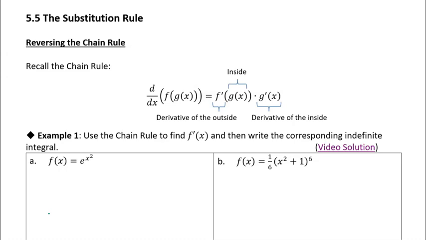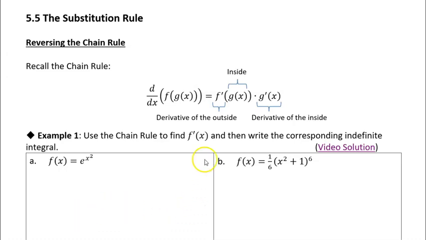Now, we also have techniques for computing antiderivatives of more complex functions. And in this last section that we're going to cover in Calc 1, we're going to learn the substitution rule, which is a technique for reversing the chain rule. All right, so first of all, let's revisit the chain rule. We know the chain rule. If we have the composition of two functions, we take the derivative of the outside function, leave the inside function as it is, and multiply it by the derivative of the inside function.